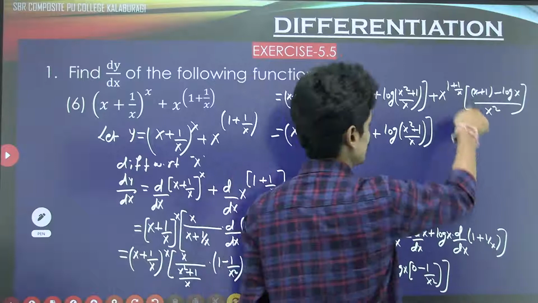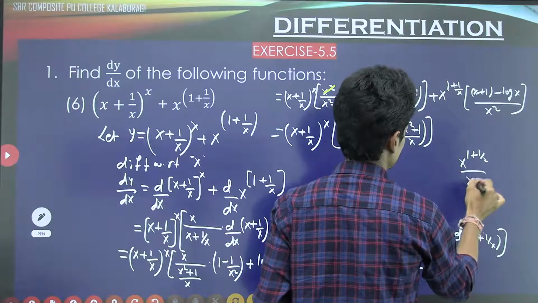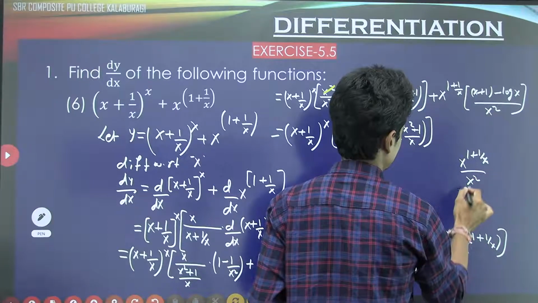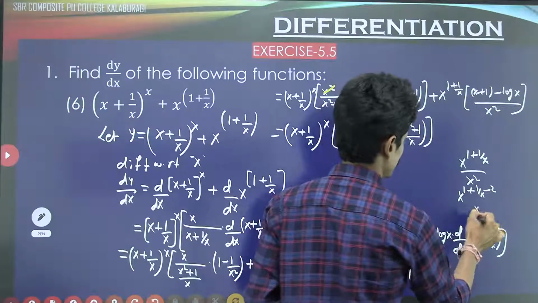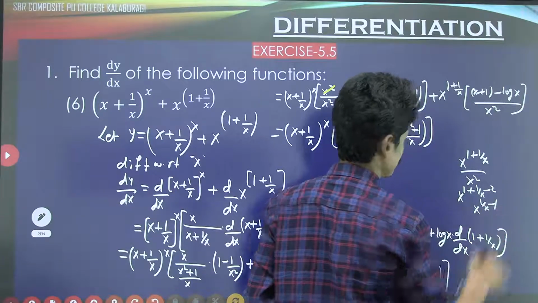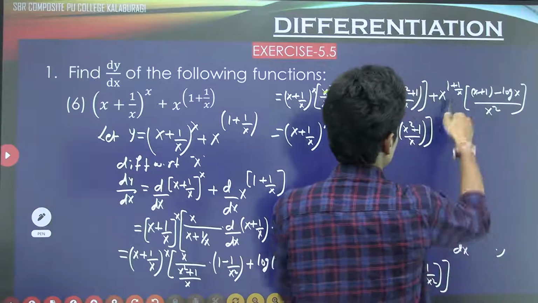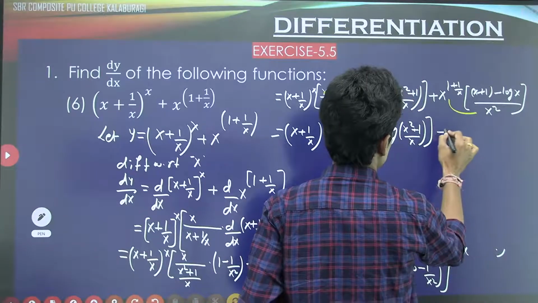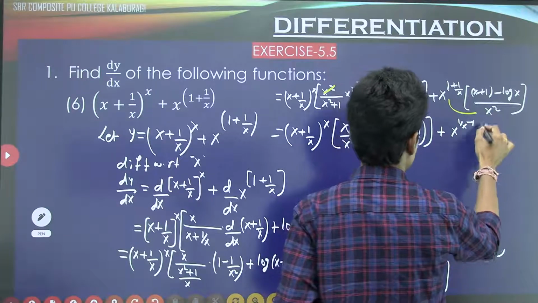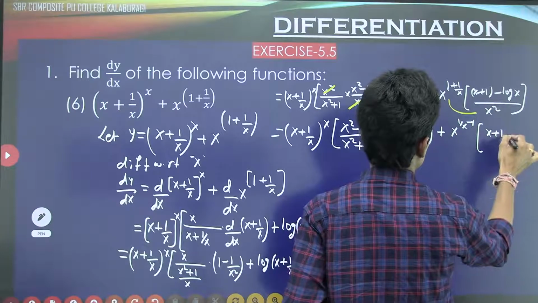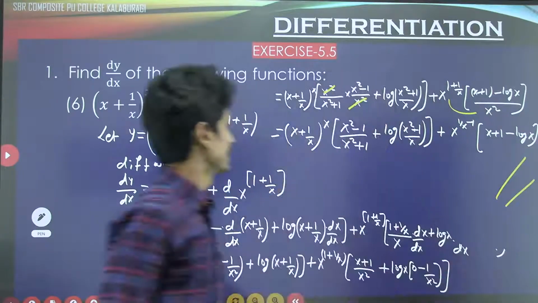And here applying the second law of exponent, how much is it? x plus 1 by x divided by x square, how to write it? x power 1 plus 1 by x minus 2. It would be how much? x power 1 divided by x minus 1, like that. So that answer I'll write directly here. This simplification, how much is it? Plus x power 1 upon x minus 1, and inside the bracket x plus 1 minus log x. This is our required final answer.